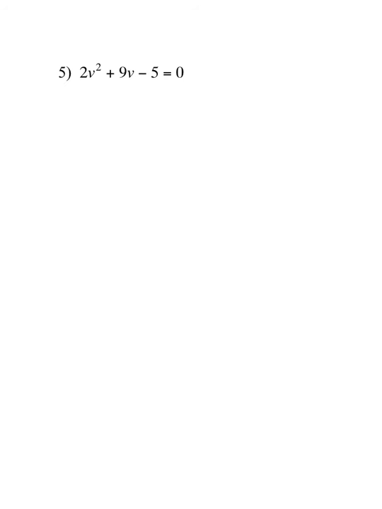To factor a box method problem, your first step is to multiply the leading coefficient by the constant. So 2 times negative 5 is negative 10. So when you make your factor table, or your times plus chart as some call it, you're going to look for numbers that multiply to negative 10, and you're still going to want them to add to that positive 9, that coefficient of v there. All right, so here we would have a positive 10 and a negative 1. Okay, those multiply to negative 10, they add to 9.